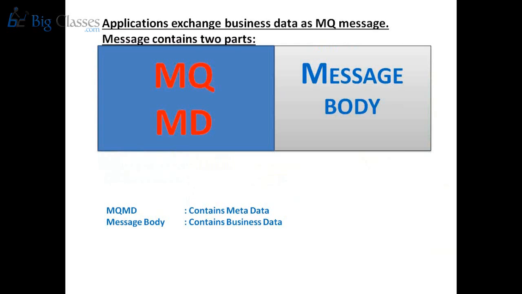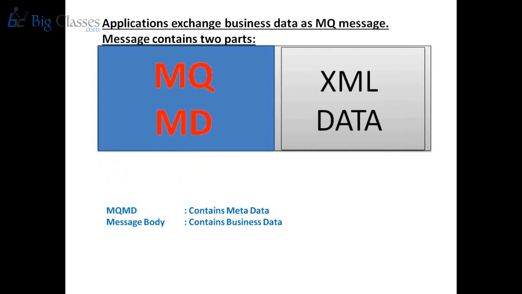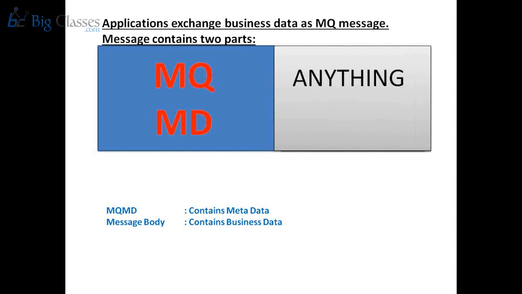The message body contains actual data. The application can define any data in the message body: XML data, text data, binary data, anything. An application creates the message. The MQ server does not create the message. It does not define any data in the message body. It can just hold and forward.